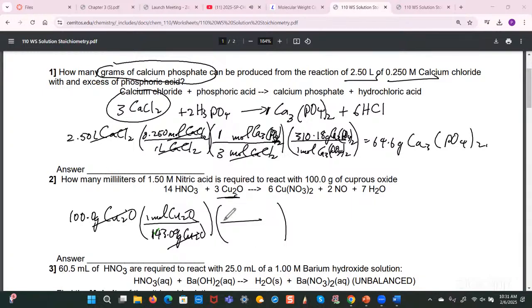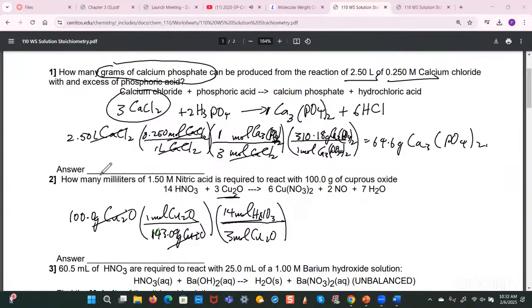Okay, what ratio are we looking at here now? The moles of nitric acid and... Oh, so 14 moles of HNO3 above, and down here, 3 moles of Cu2O. Then what?